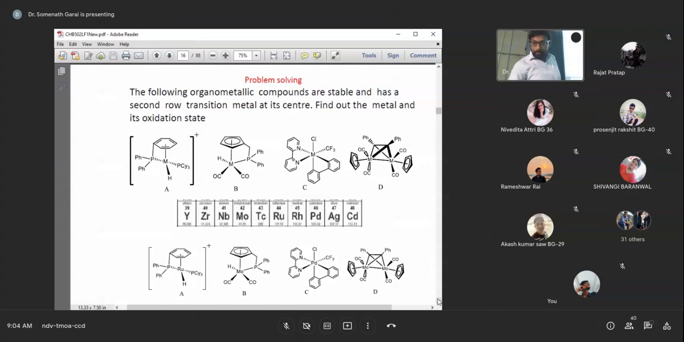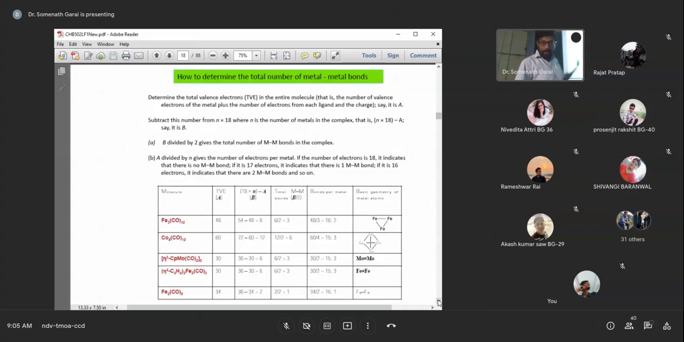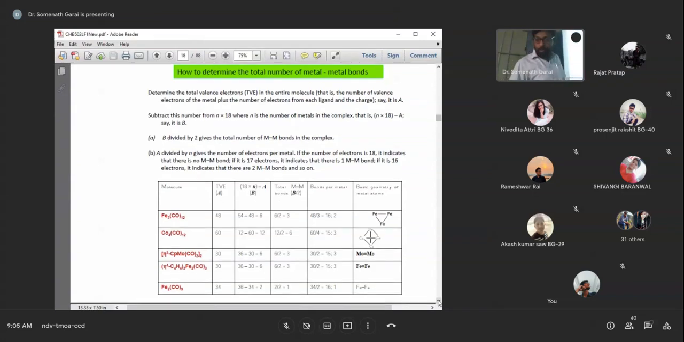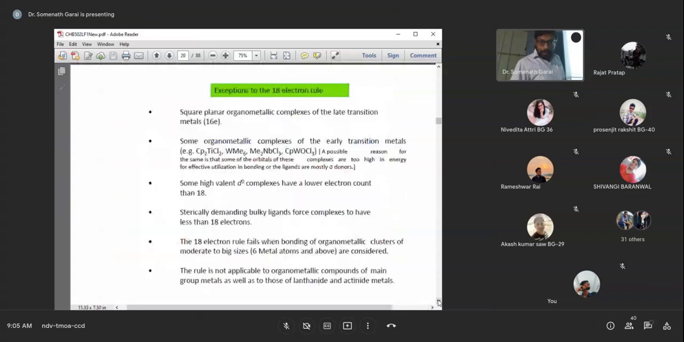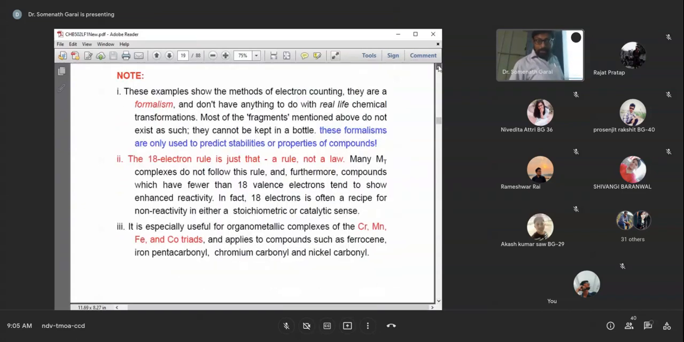Okay, these are different complexes. We will see all of these one by one, or you can also look at them from your end. How to determine the number of metal bonds, we will talk about in the next class. From the 18 electron rule only, we have to determine. Okay, fine.